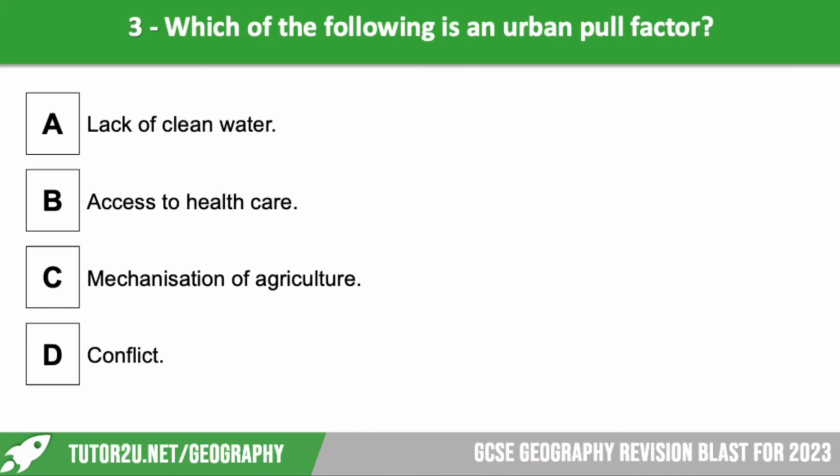Number 3. Which of the following is an urban pull factor? Is it A, lack of clean water, B, access to healthcare, C, mechanisation of agriculture, D, conflict? Okay, let's have a look. It is B, access to healthcare. So a positive thing that's making people want to move.